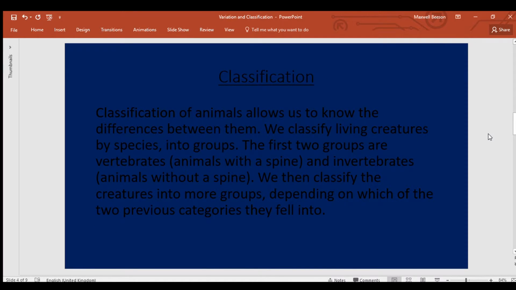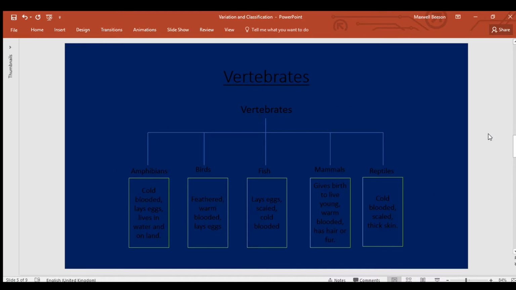Classification. Classification of animals allows us to know the differences between them. We classify living creatures by species into groups. The first two groups are vertebrates, animals with a spine, and invertebrates, animals without a spine. We then classify the creatures into more groups, depending on which of the two previous categories they fell into. And the first group, vertebrates, has 5 subgroups: amphibians, birds, fish, mammals, and reptiles.